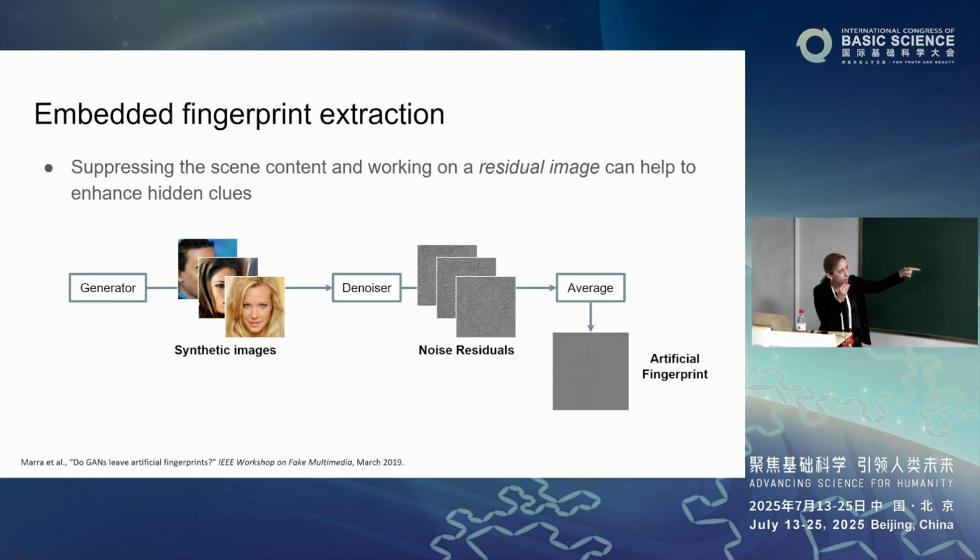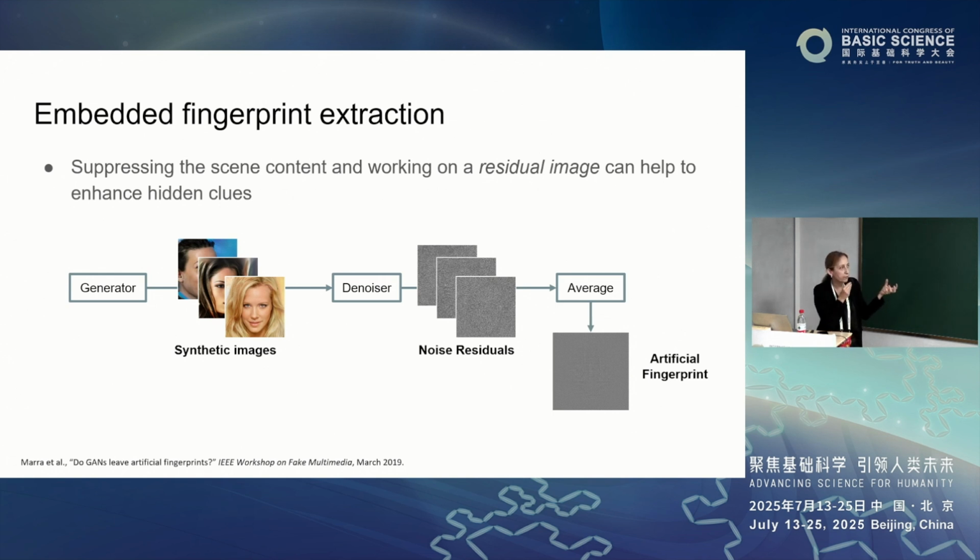So we removed the scene content from the images. We used the denoiser to obtain a clean image and then took the difference to extract the noise residuals, and then we made an average of these noise residuals. In this way, we estimated an artificial fingerprint, which is a sort of fingerprint of the model that is linked to the generation tool. So we suppressed the scene content and extracted such an artificial fingerprint.